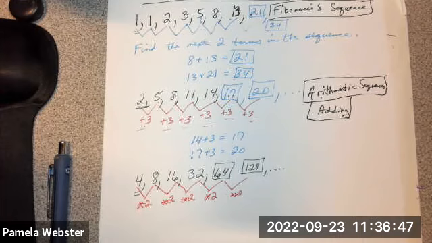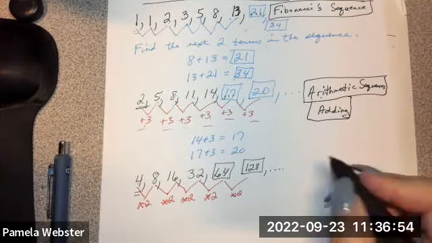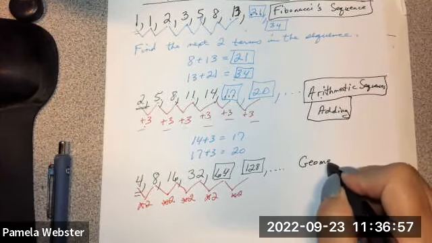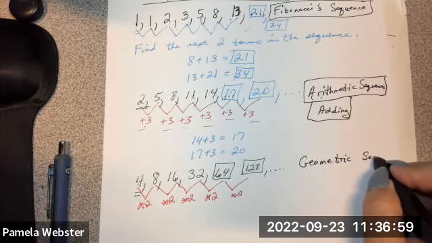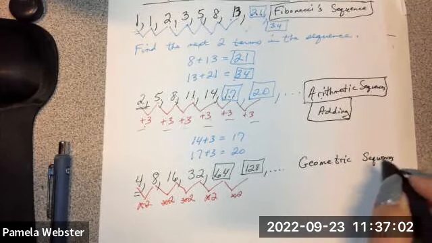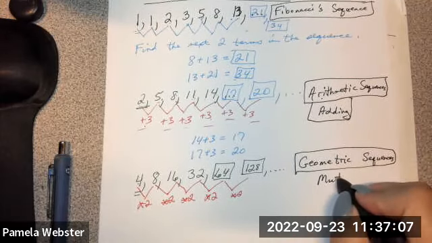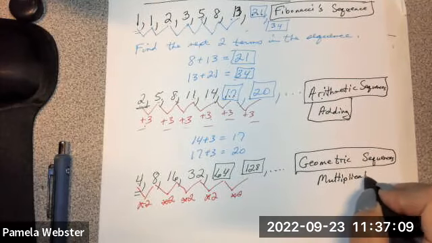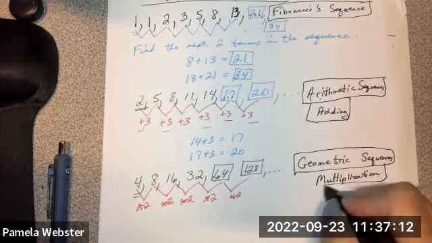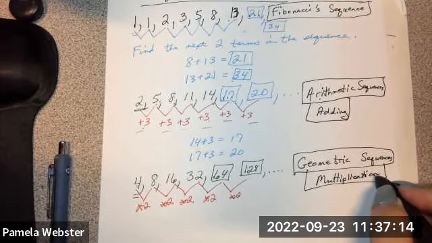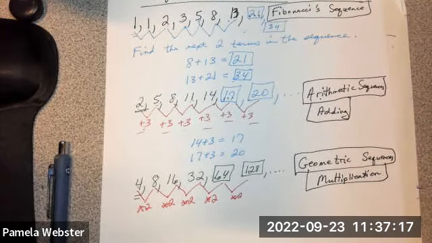So this is a slightly different thing. On these, we were adding. Now we're multiplying. So it just happens that anytime I'm multiplying, we call those particular sequences geometric sequences. And that goes along with multiplication. There can also be exponential sequences and stuff like that, but the 2 that we're going to focus in on for this class are arithmetic and geometric.